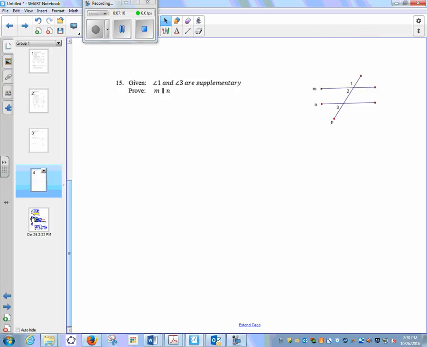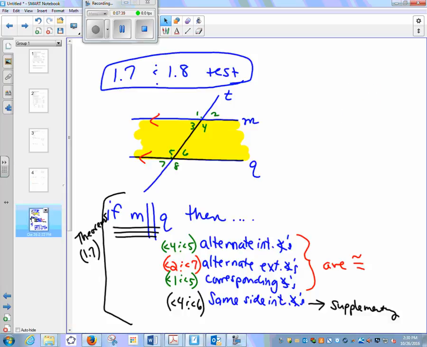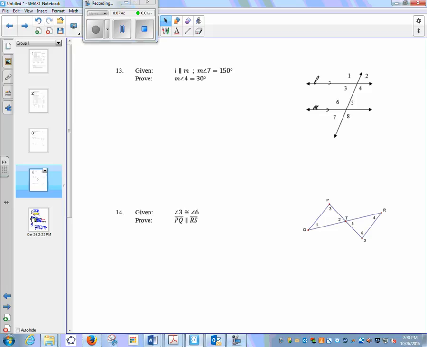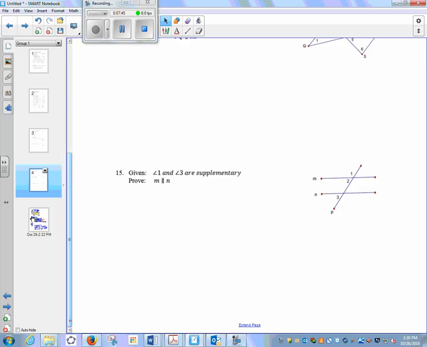So I'm going to look at number 15. Angle 1 and angle 3 are supplementary is our given. We are trying to prove that M is parallel to N. If we are trying to prove that, then we want to get two angles that relate in one of these four ways. We want to get two angles that are either alternate interior, alternate exterior, etc. So 1 and 3 are supplementary is a given.